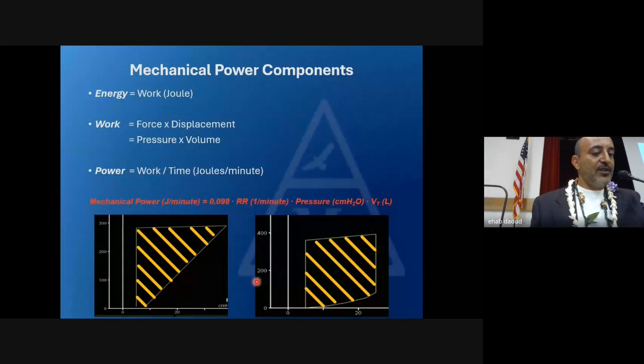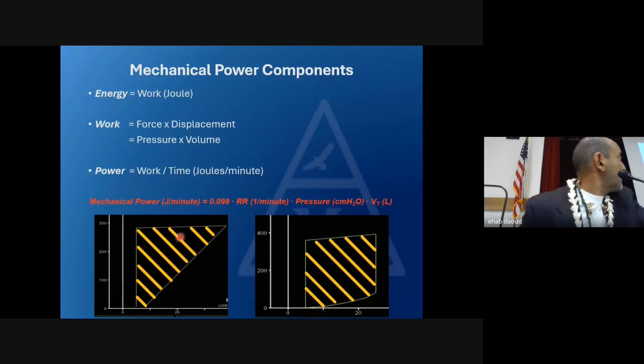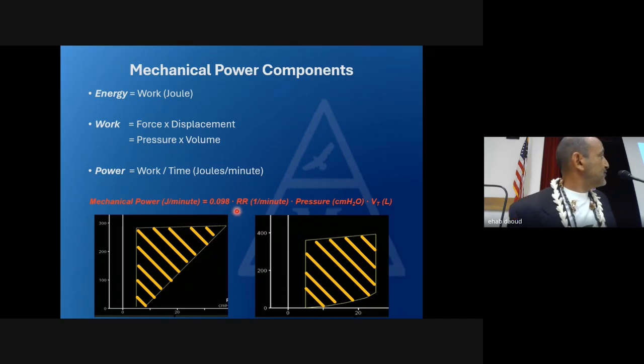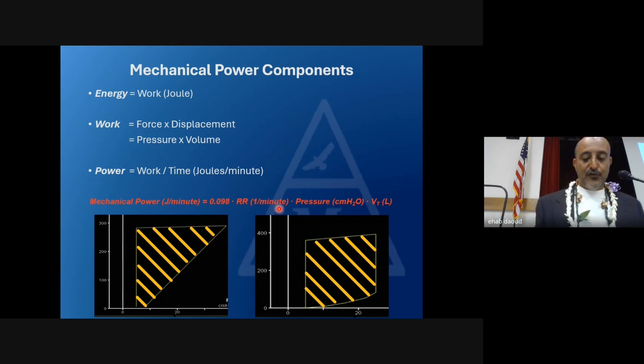So what is power that everybody talks about? Power is basically work over time. So that's why it's joules per minute. And if you look at most of the equations in red here, it's basically 0.098, which is just a mathematical conversion, times respiratory rate, times pressure, times tidal volume. So it's pressure times tidal volume.